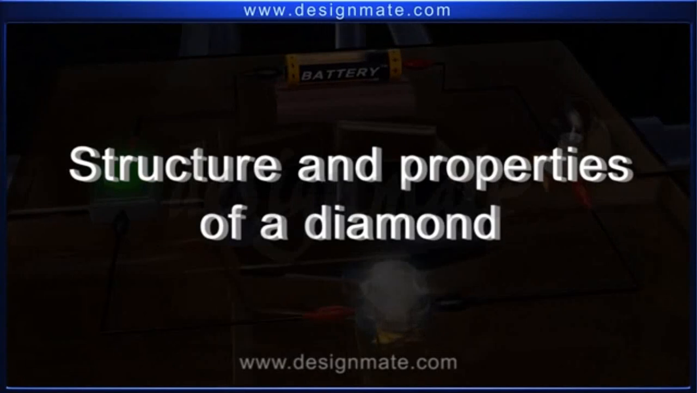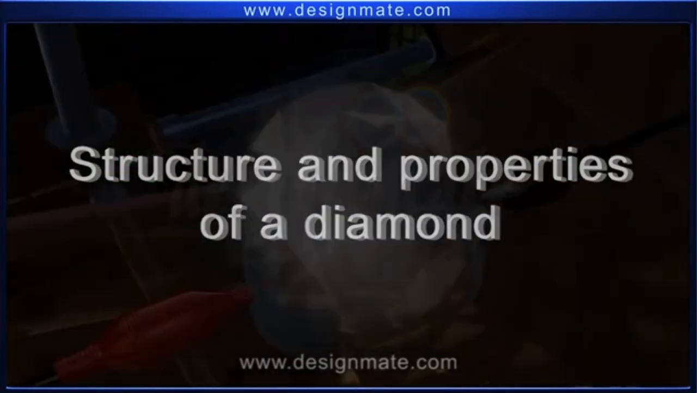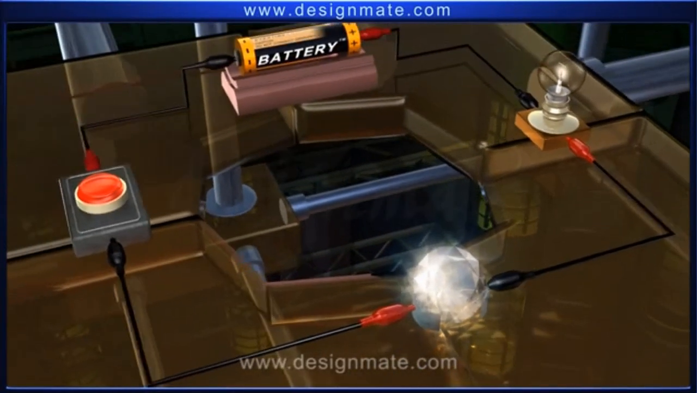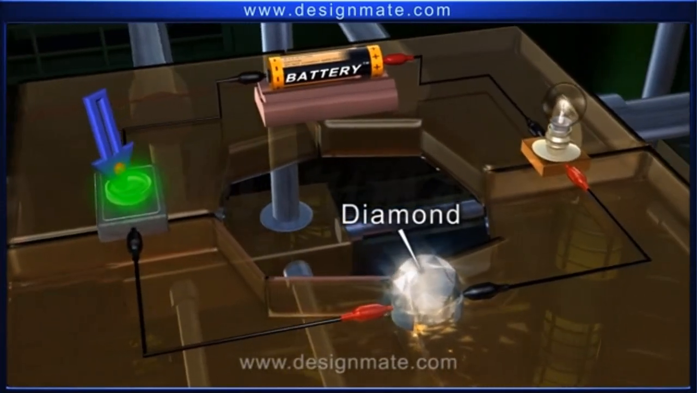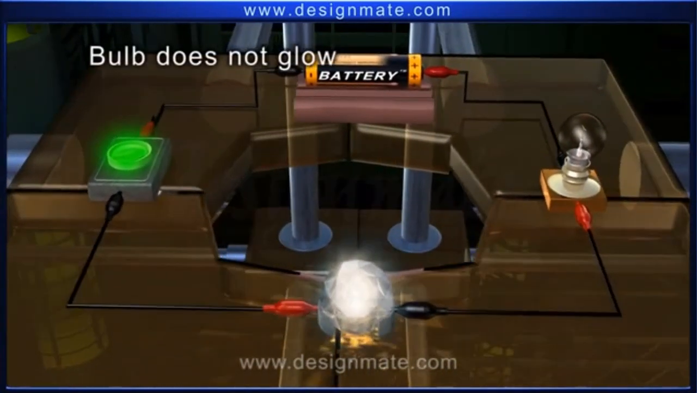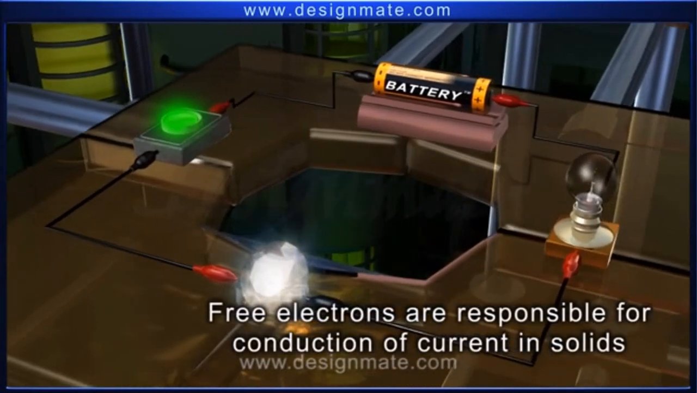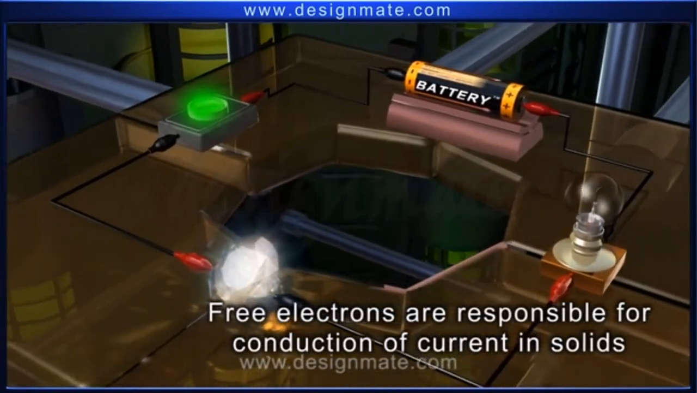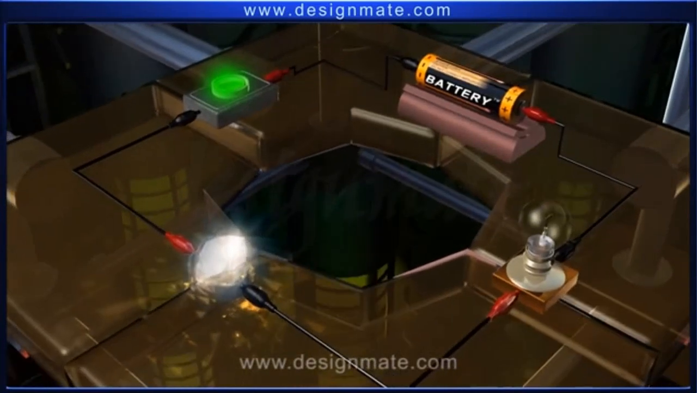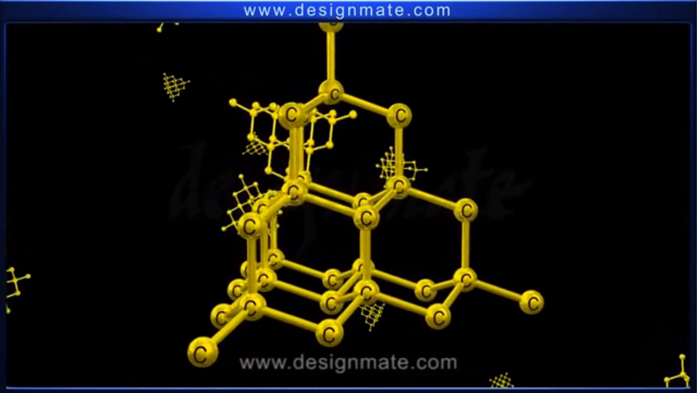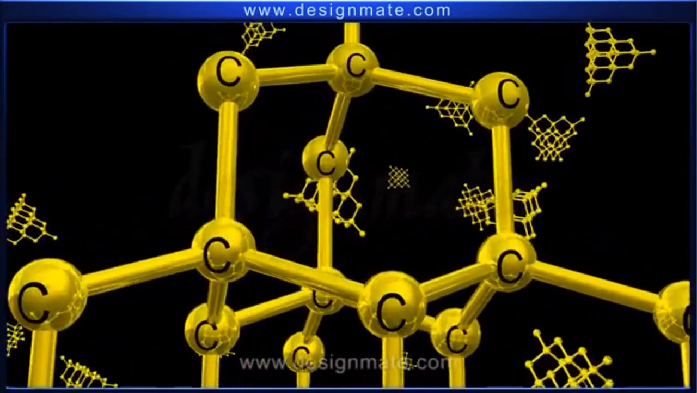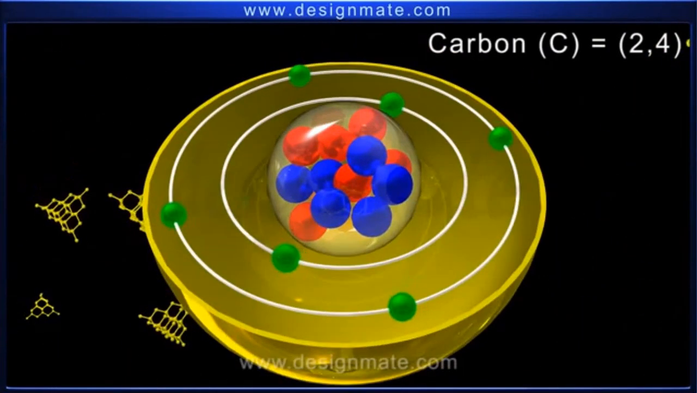Structure and properties of a diamond. When an electric current is passed through a diamond, the bulb does not glow. We all know that free electrons are responsible for conduction of current in solids. In a diamond, the electronic configuration of carbon is 2,4.